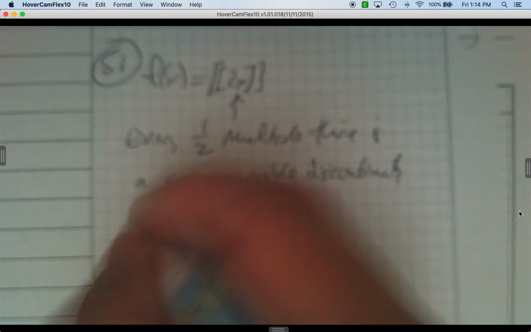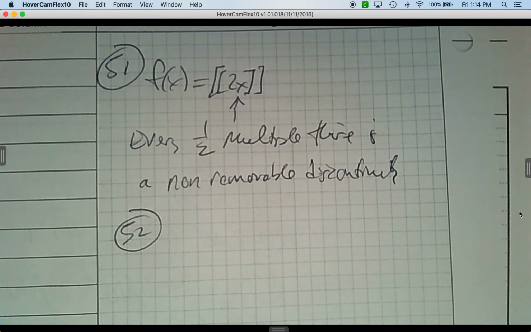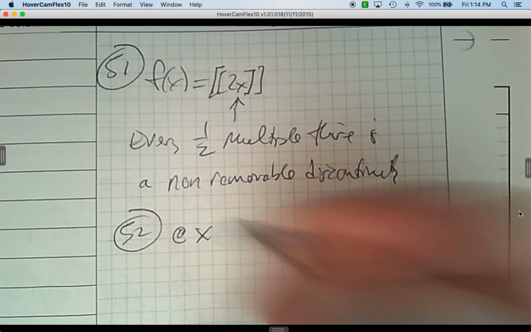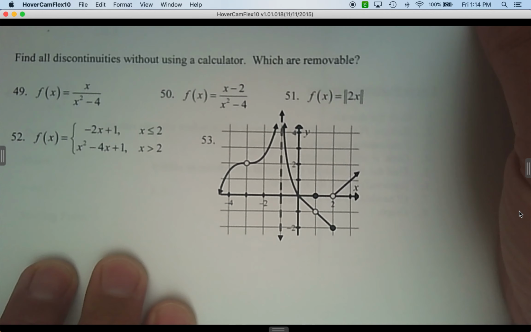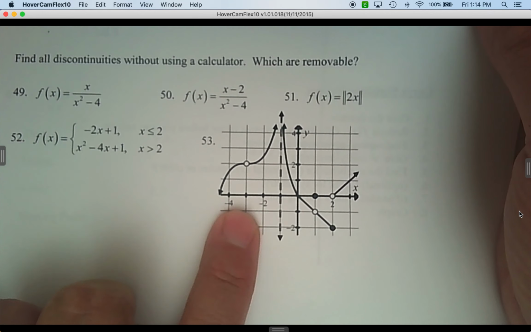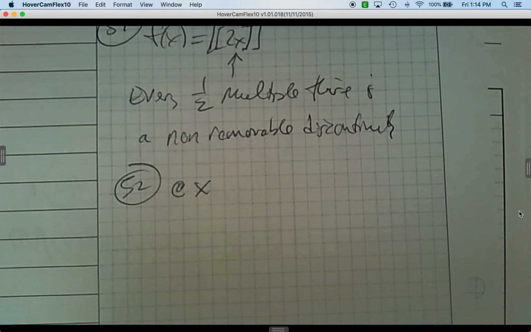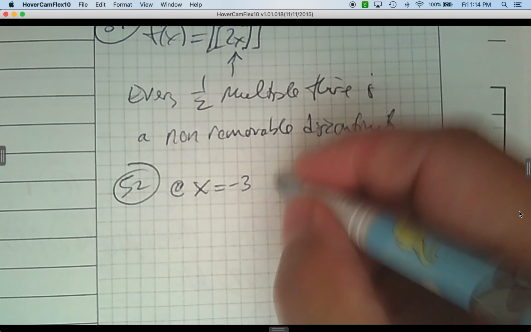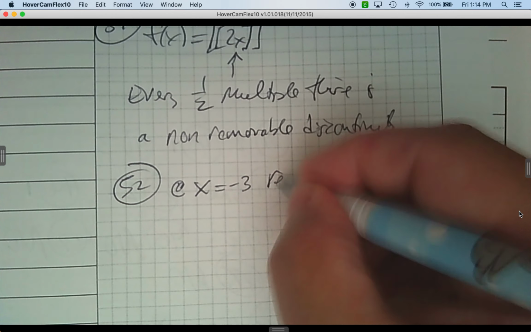Last one, number 52. 52 is looking off a graph. Where are the discontinuities and are they removable or not? So let's look off the graph. I'm looking for holes, jumps, and asymptotes. So let's go left to right. The first thing I see is when x equals negative 3. I see a hole, and I see the limit exists. So because of that, at x equals negative 3, there is a removable discontinuity.